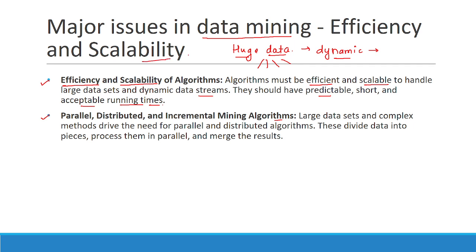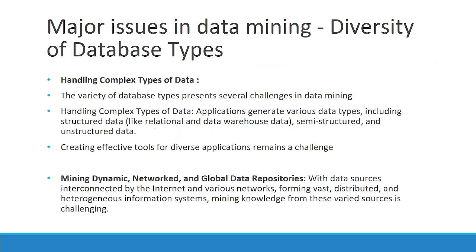Okay, so as I said, keep in mind that these are the major issues. Researchers are already addressing these issues, but as we always say, there is always a chance for betterment. So there is always a chance to make these algorithms more and more efficient and scalable in all the ways. Okay. Now the next issue related to data mining is diversity of database types.